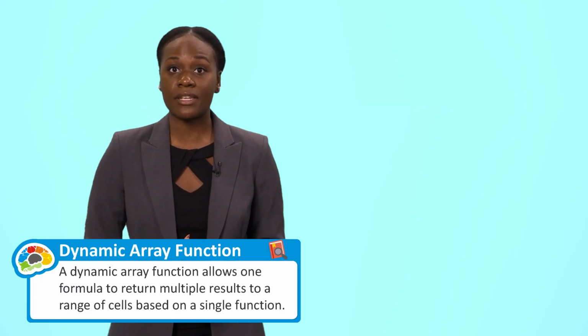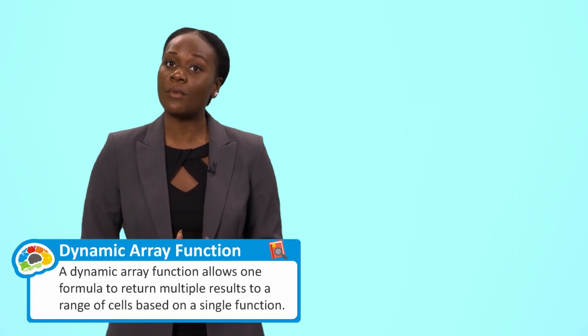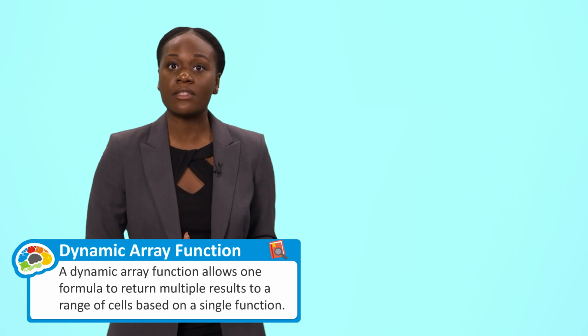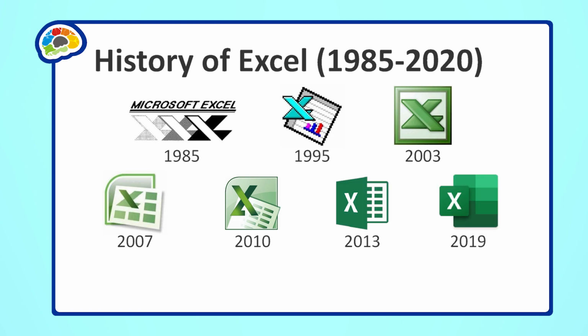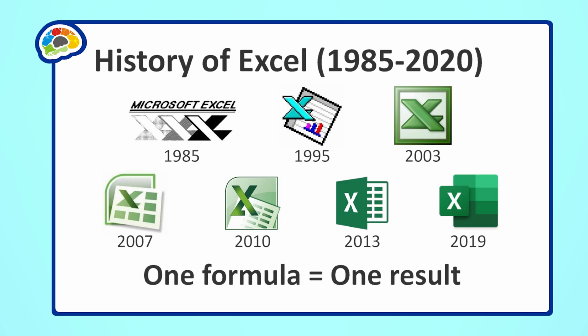It definitely is. A dynamic array function allows one formula to return multiple results to a range of cells based on a single function. As another example, you might need to multiply two columns. Until now, in the entire history of Excel, you would enter the function in one cell and you got one result. In order to get results from a formula into multiple cells, you had to either copy a formula to an entire range or create an array formula, often called a CSE formula.